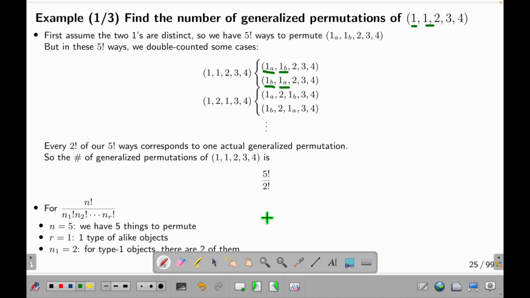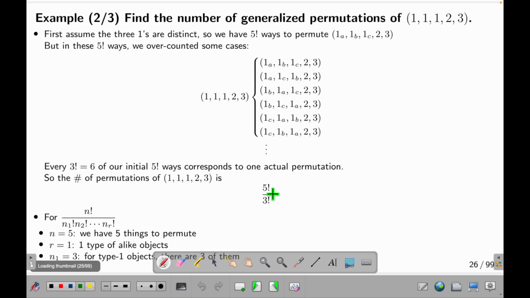So therefore, we have to divide by how many possible ways we double count. Now we have 1A and 1B. How many possible permutations here? 2. So that's why we divide by 2 factorial. What about the 2, 3, 4? They each exist alone, so they are all 1 factorial. Dividing by 1 factorial is the same as not writing it down. So therefore, this is the answer. Okay?